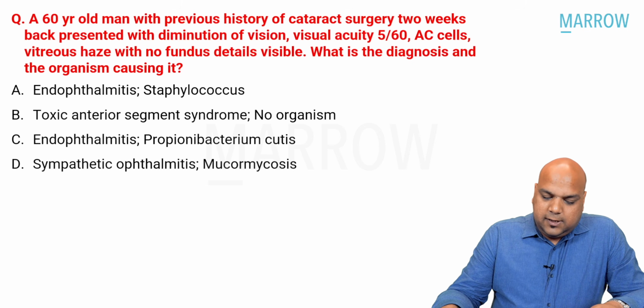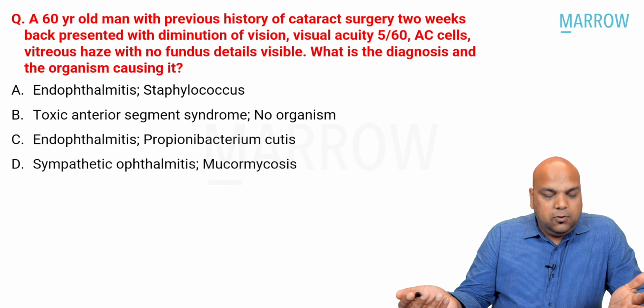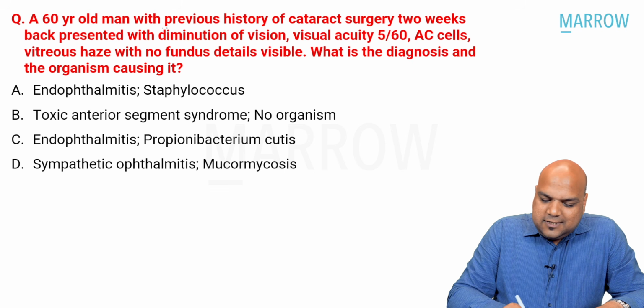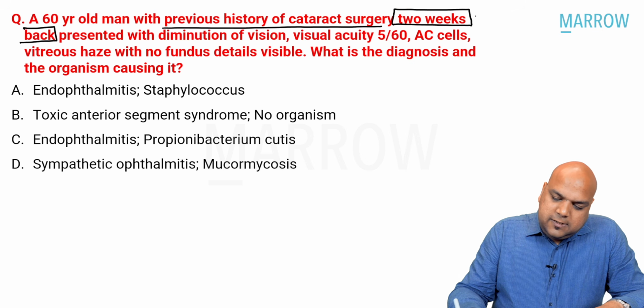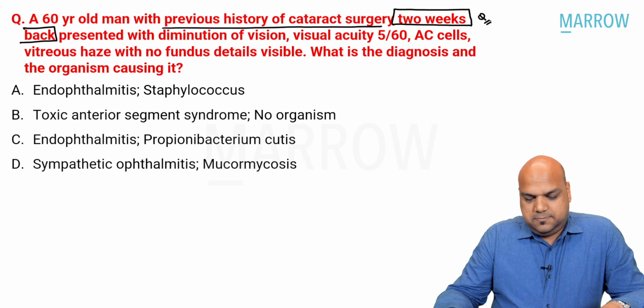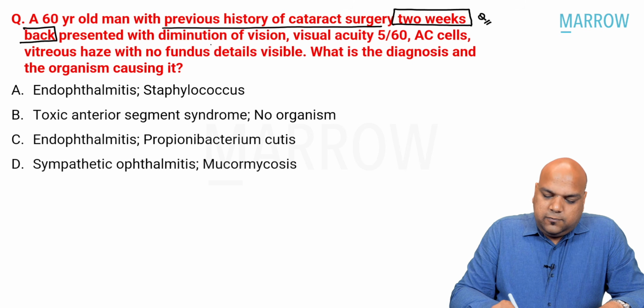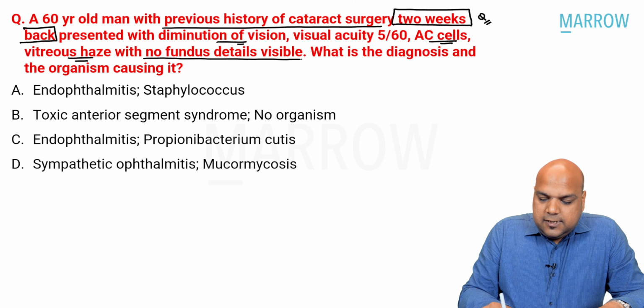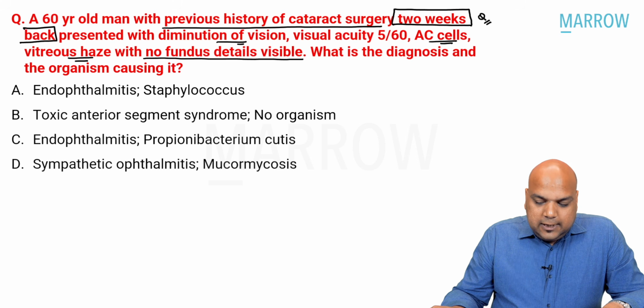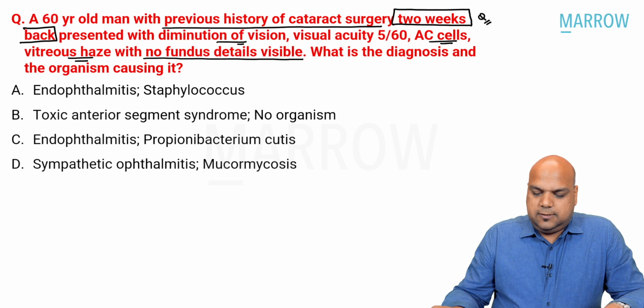A 60-year-old man, question number 4. A 60-year-old male with a previous history of cataract surgery 2 weeks back. So this 2 weeks was the confusing point in this question. Presented with diminution of vision. Visual acuity 5 by 60. Obviously, there is diminution of vision. AC cells, anterior chamber cells, vitreous haze, and no fundus details visible. What is the diagnosis and the organism causing it?